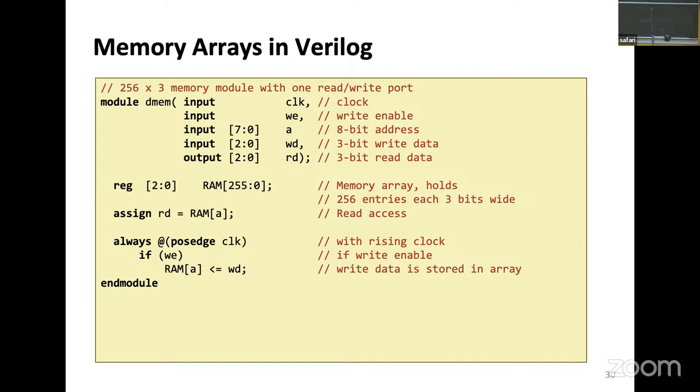So how does read access work? Well, very boring. RAM A, so the content at index A becomes the read data. That's it. It's combinational, right? So you have an array and just pick this thing. How would this be realized? Well, it's a giant multiplexer, right? Somewhere there is the value and I'm just reading these things out. How about writing? Well, if you have a write enable, if there's a clock, take the write data and put it to the address indicated by the address line.